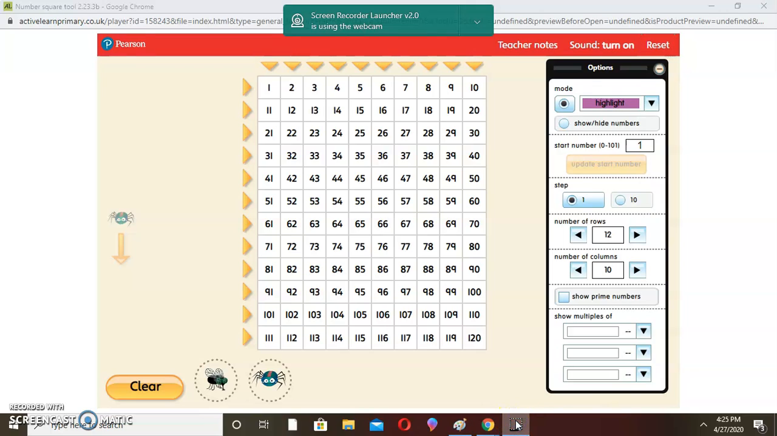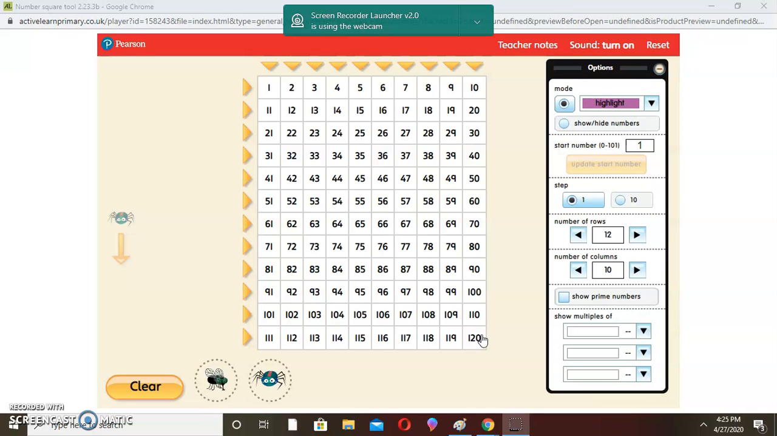So this is our 100 square. Before we start, our question: how many tens are there in 50? How many tens are there in 50? We are going to count in tens. 10, 20, 30, 40, 50, 60, 70, 80, 90, 100, 110, 120.